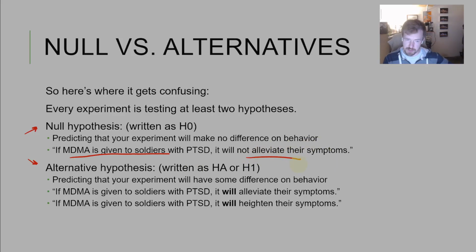The alternative hypothesis, which is sometimes called the experimental hypothesis or the treatment hypothesis, is going to have some kind of prediction attached to it. So it could be that if MDMA is given to soldiers with PTSD, it will alleviate their symptoms, or it will heighten their symptoms. Or you could even say it will change their symptoms. In any of the three circumstances, you're making a prediction: their symptoms are going to get worse, are going to get less, or they're going to be different, but we don't know what direction yet.